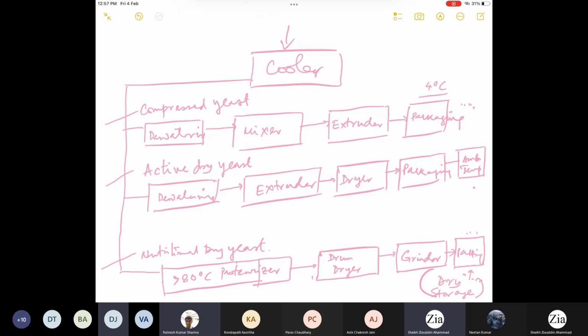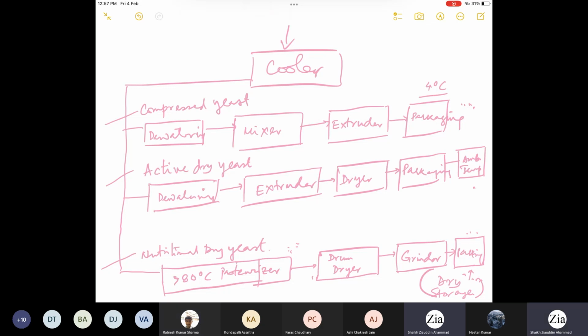In pasteurization, like we do pasteurization of milk, all the bacteria are killed. But as you mentioned here, yeasts will not be killed. No, no. Here, for nutritional dry yeast, we are trying to kill the yeast, because essentially we will take the extract of yeast. So you will do the disruption.